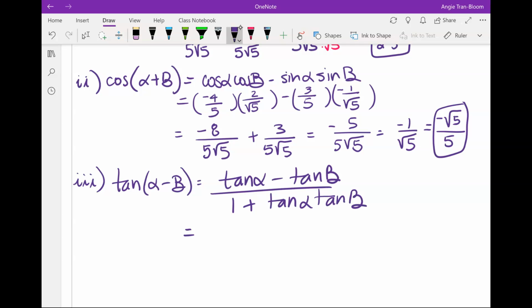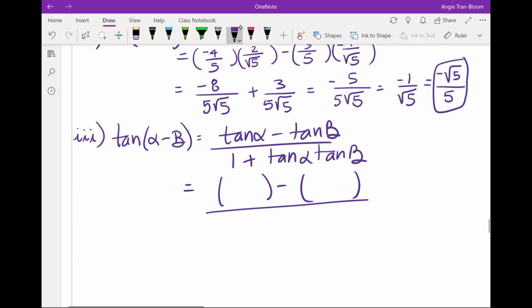Okay, here we go. I'm going to be asking for a couple of different things here. All the blank spaces. Ready? Tangent alpha. Edwin, what's tangent alpha? 3 over negative 4. Can I write negative 3 over 4? Same or different? Same, right?